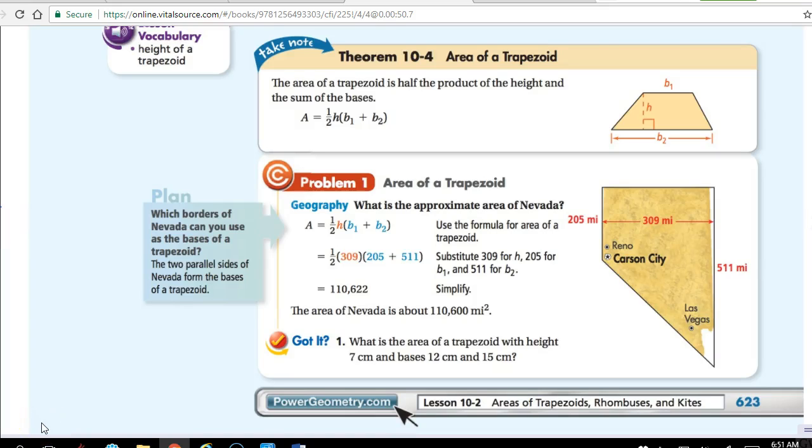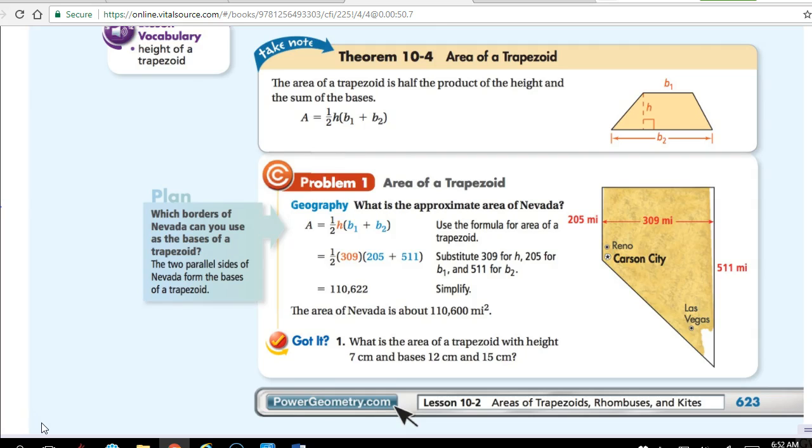Hello again. We are looking at section 10.2 in your textbook. This is found on page 623. This is problem 1 that I want to work for you today, and this is talking about the area of a trapezoid.